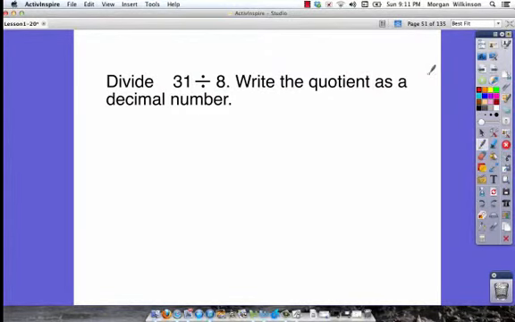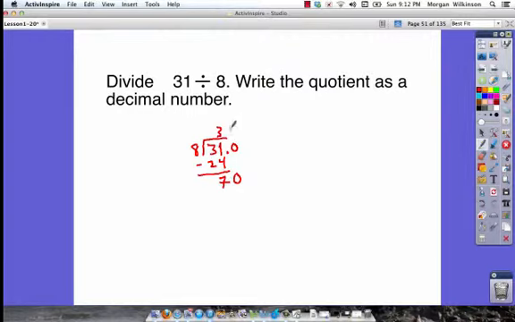Alright, let's go ahead and divide 31 by 8 and write the quotient as a decimal number. So, 31 divided by 8. Well, 8's going to go into 31 3 times, so that gives us 24. We're going to subtract, we've got 7 left over. We need to write the answer as a decimal number, so we need to say 31.0. We're going to bring down the 0.